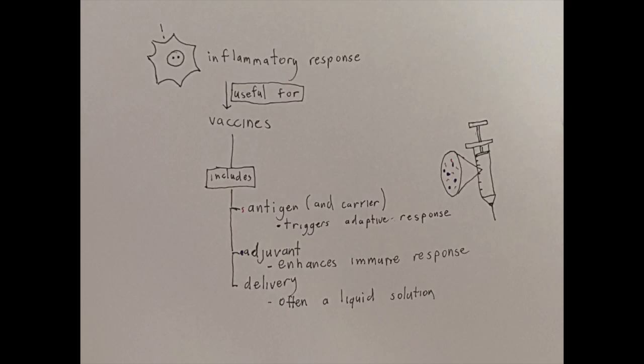An inflammatory dendritic cell response is useful for vaccines. Vaccines, which can be either preventative or therapeutic, generally include three key elements: an antigen to trigger an immune response, an adjuvant, which is a substance that enhances the immune response to the antigen, and a delivery system, which is most often a liquid solution.